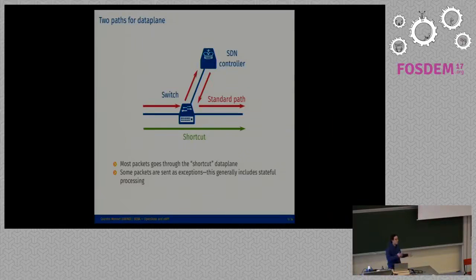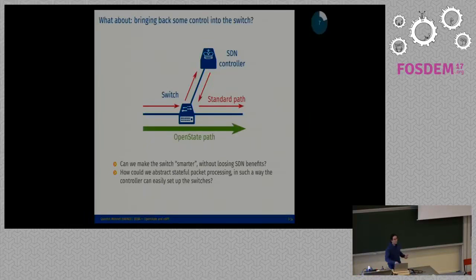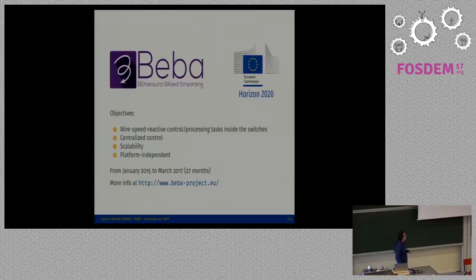By stateful, I mean flows for which the forwarding decision will depend on the traffic that has been previously observed in the switch. So the idea behind this talk is, what if we could take as many packets as we can from this standard path and move them to this faster path, to this shortcut path. Can we find a way to make the switch smart enough to do that while keeping this centralized way to configure everything?